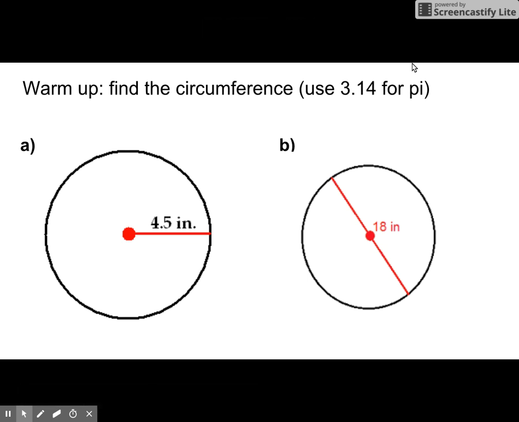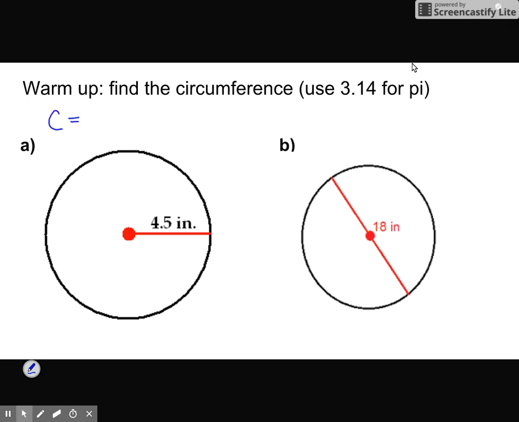To start off today's lesson, we're going to do a quick review of what we learned yesterday. The first two problems we are going to look at is to find the circumference of these circles. Remember that you are going to use 3.14 in substitution for the number of pi. So the first one, let's look at. Remember, when you are given the radius, C equals 2 pi r, then you plug in what you know.